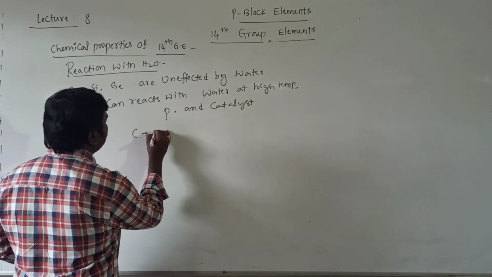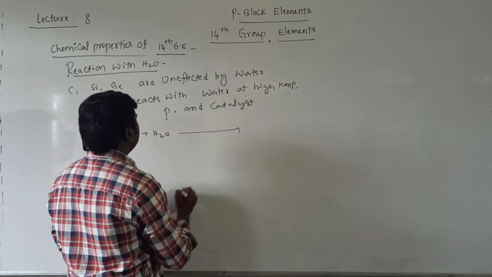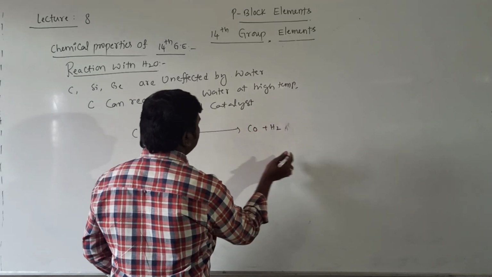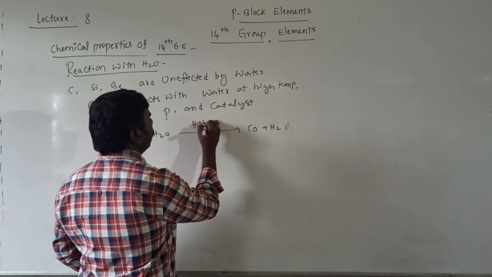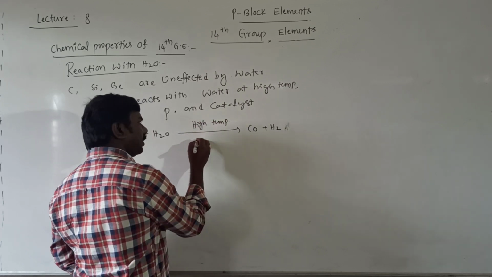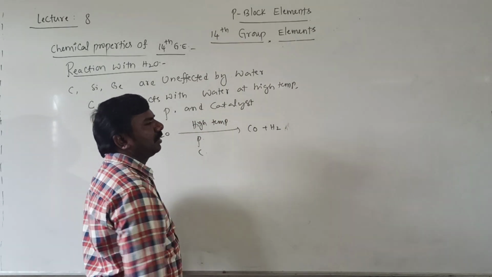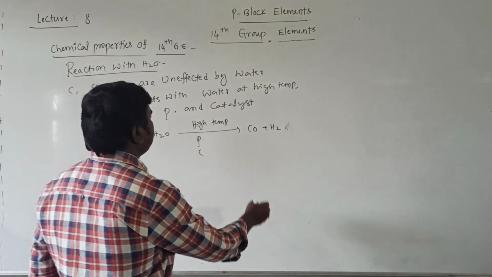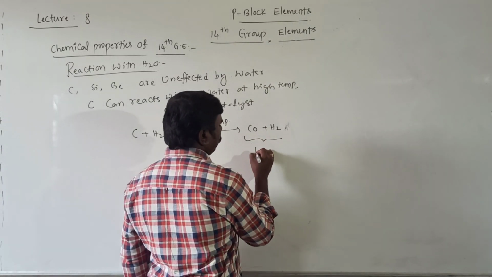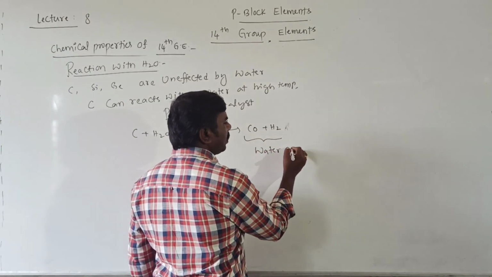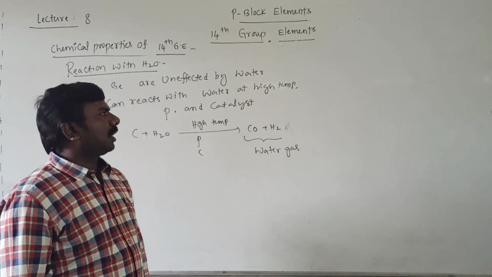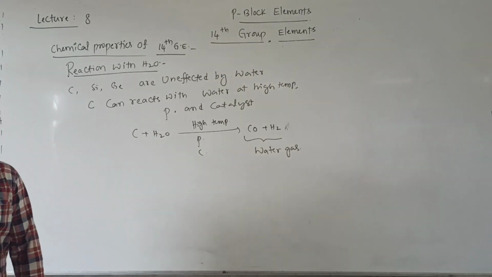C plus H2O gives CO plus H2, with high temperature, pressure and catalyst, all required here for carbon to participate in the reaction. This mixture is called water gas, which is studied in hydrogen and its compounds, right?